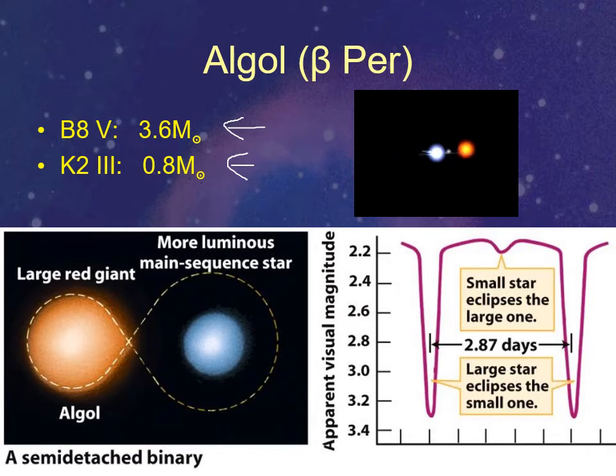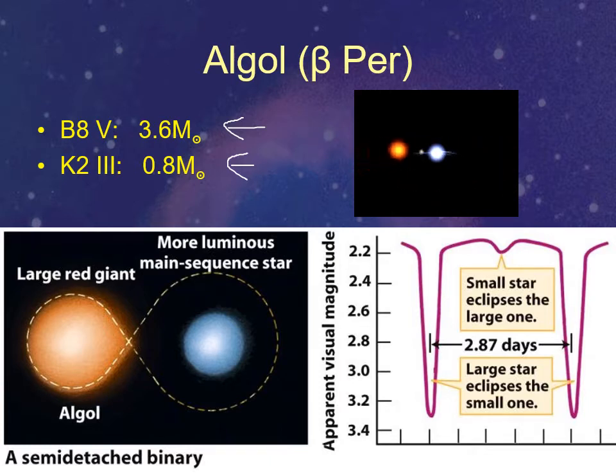As stars die, they expand. They get really puffy when they expand like that. They don't really gain mass. They just get fatter, bigger. Well, the B8 star turns out to have a mass of 3.6 solar masses. The K2, the red giant, has a mass of 0.8 solar masses.